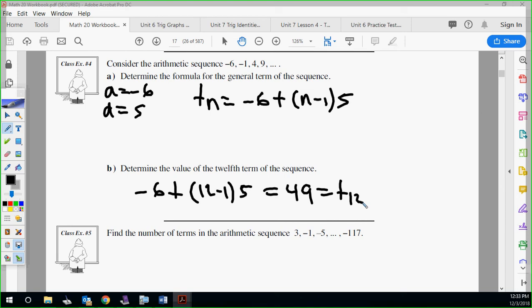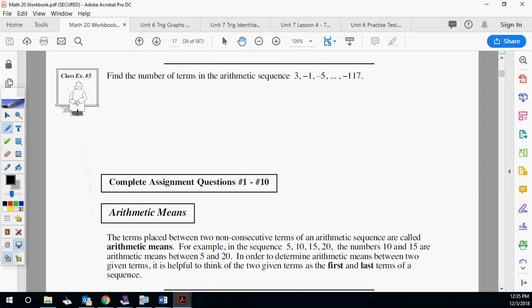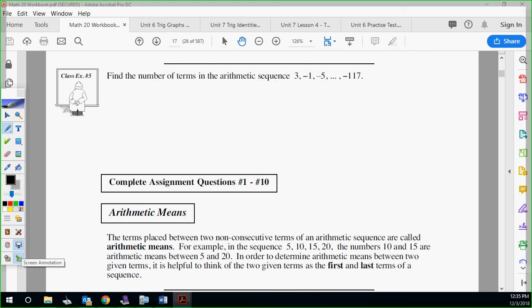All right, let's do another one. Then we're going to talk about arithmetic means. Okay, so this one says, find the number of terms in the arithmetic sequence 3, -1, -5, all the way up to -117. So this is where you have to use your algebra a little bit. My pattern goes like this for the first 3, and then we don't know what's in between, and it stops at -117.